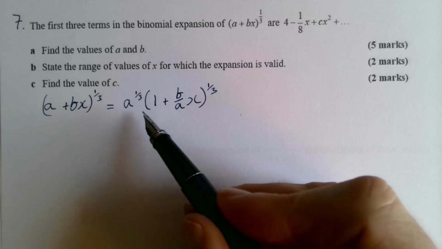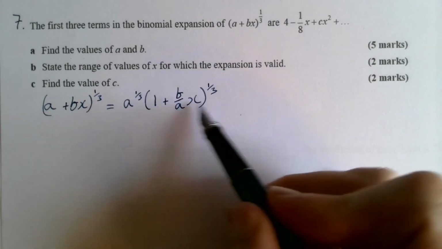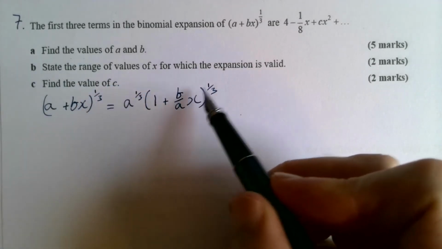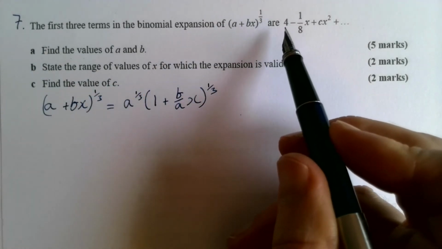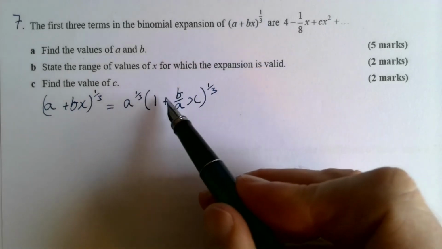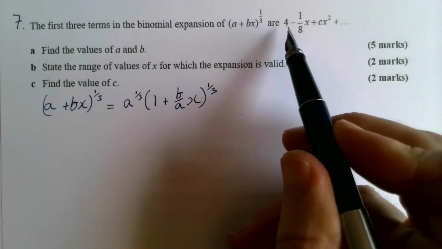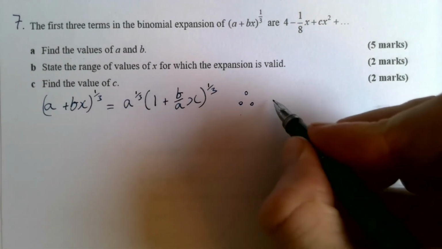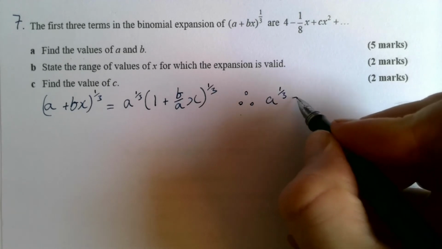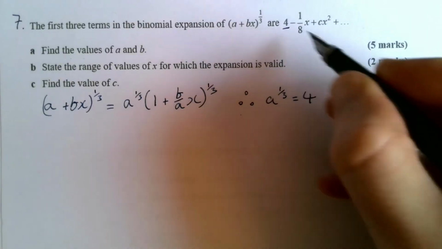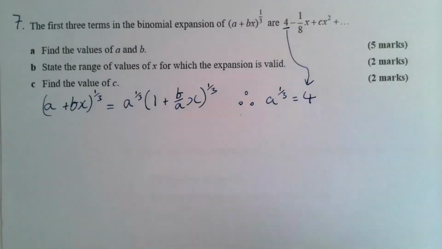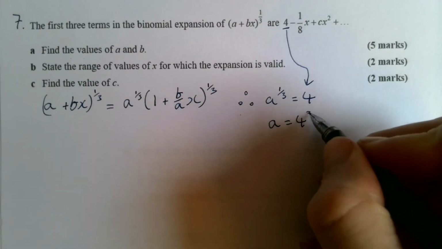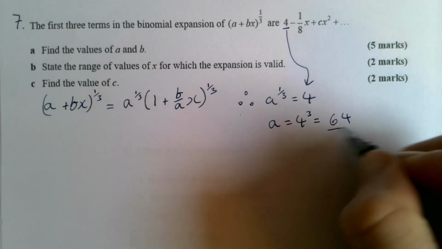Now what we're saying is that when you expand all of this, if it didn't have anything there, that would give us 1. So our coefficient that we're going to get, instead of being 1, we're going to have to be timesing that 1 by 4 to get to 4. And what that means is we can say that a to the power 1/3 is equal to 4. And then all you've got to do is say that a is going to be 4 cubed, which is 64.